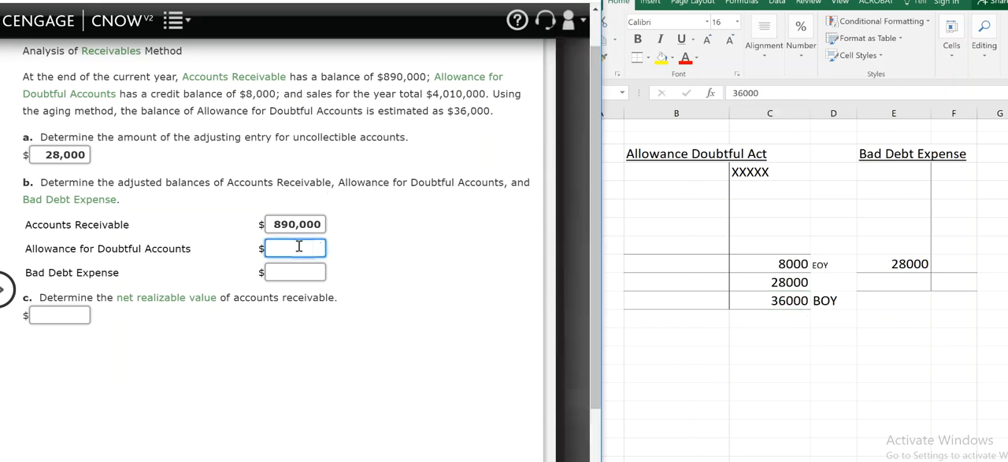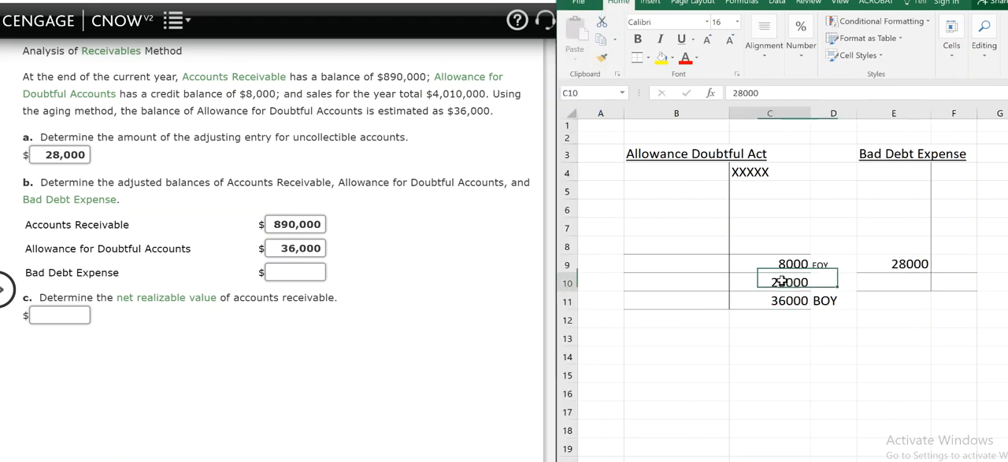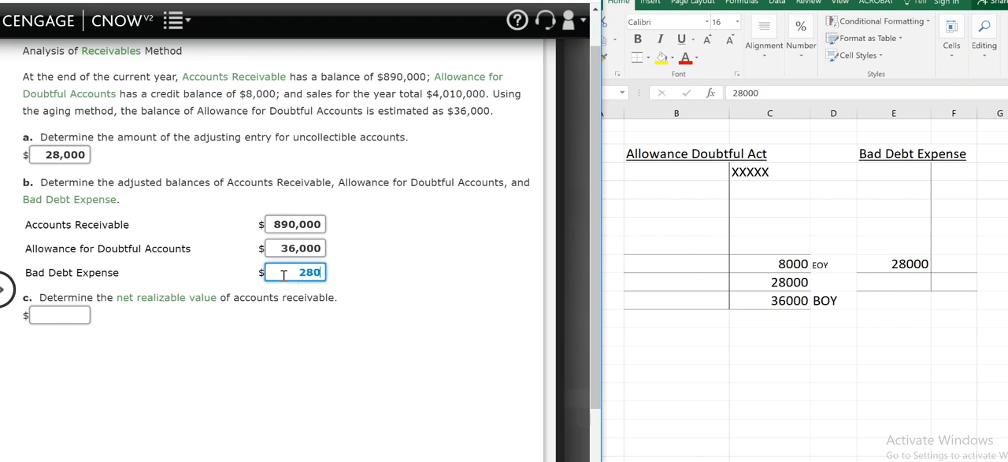So the allowance account has the $36,000 that we are forecasting to be bad debt, the amount that we're thinking is not going to be collected next year. So the ending balance is 36,000. And again, the bad debt expense for the year is 28. Okay, the 28,000.